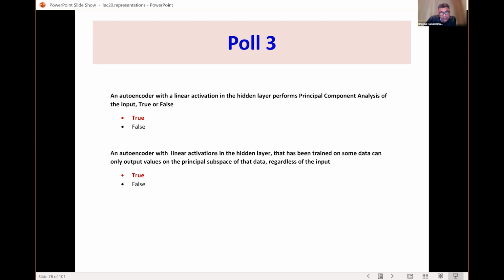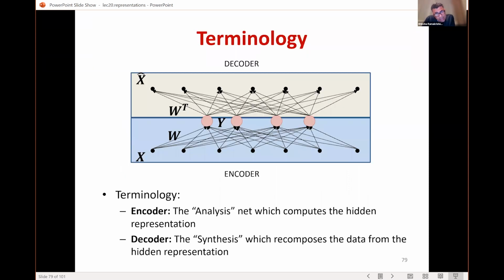Also true. An autoencoder with a linear activation in the hidden layer performs principal component analysis of the input. And an autoencoder with linear activations in the hidden layer that has been trained on some data can only output values on the principal subspace, regardless of the input.